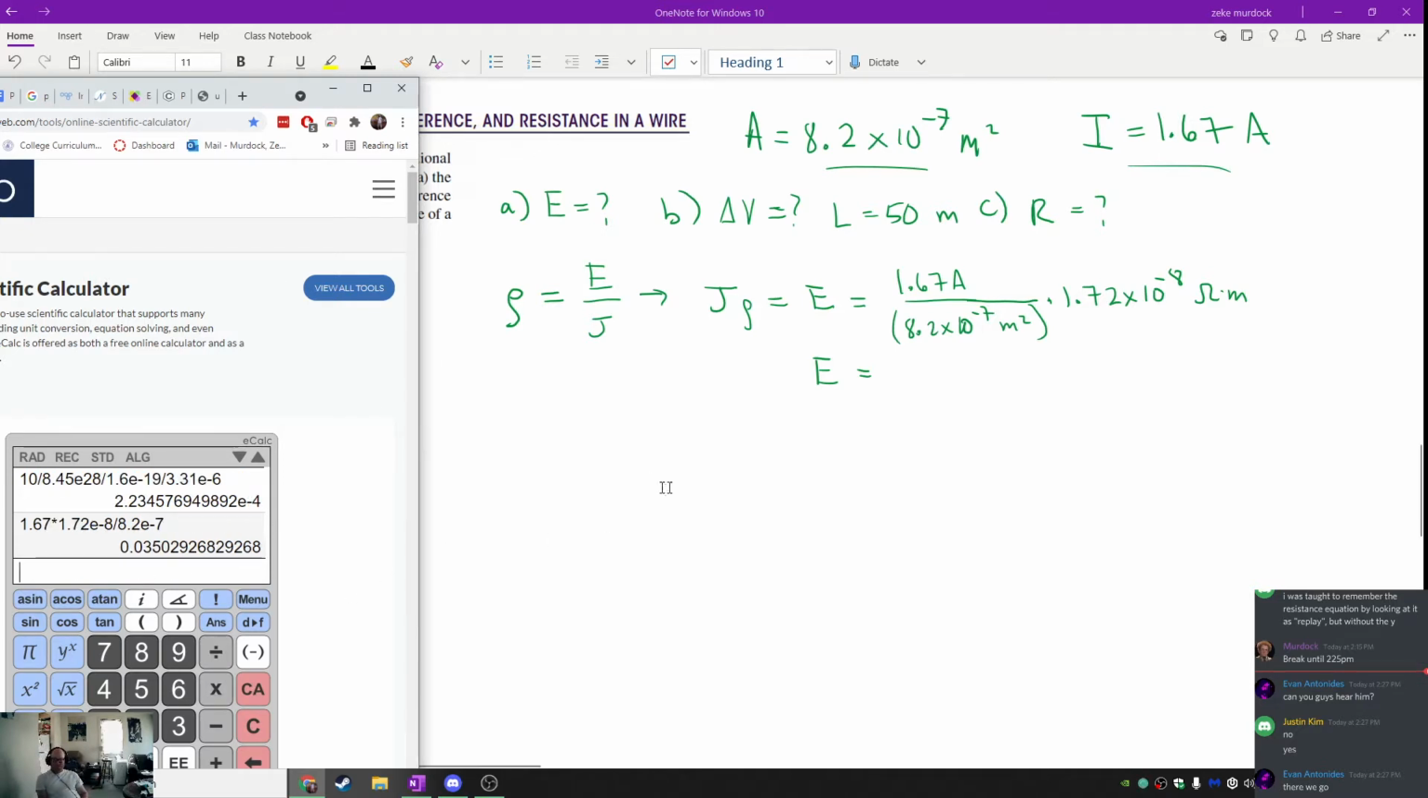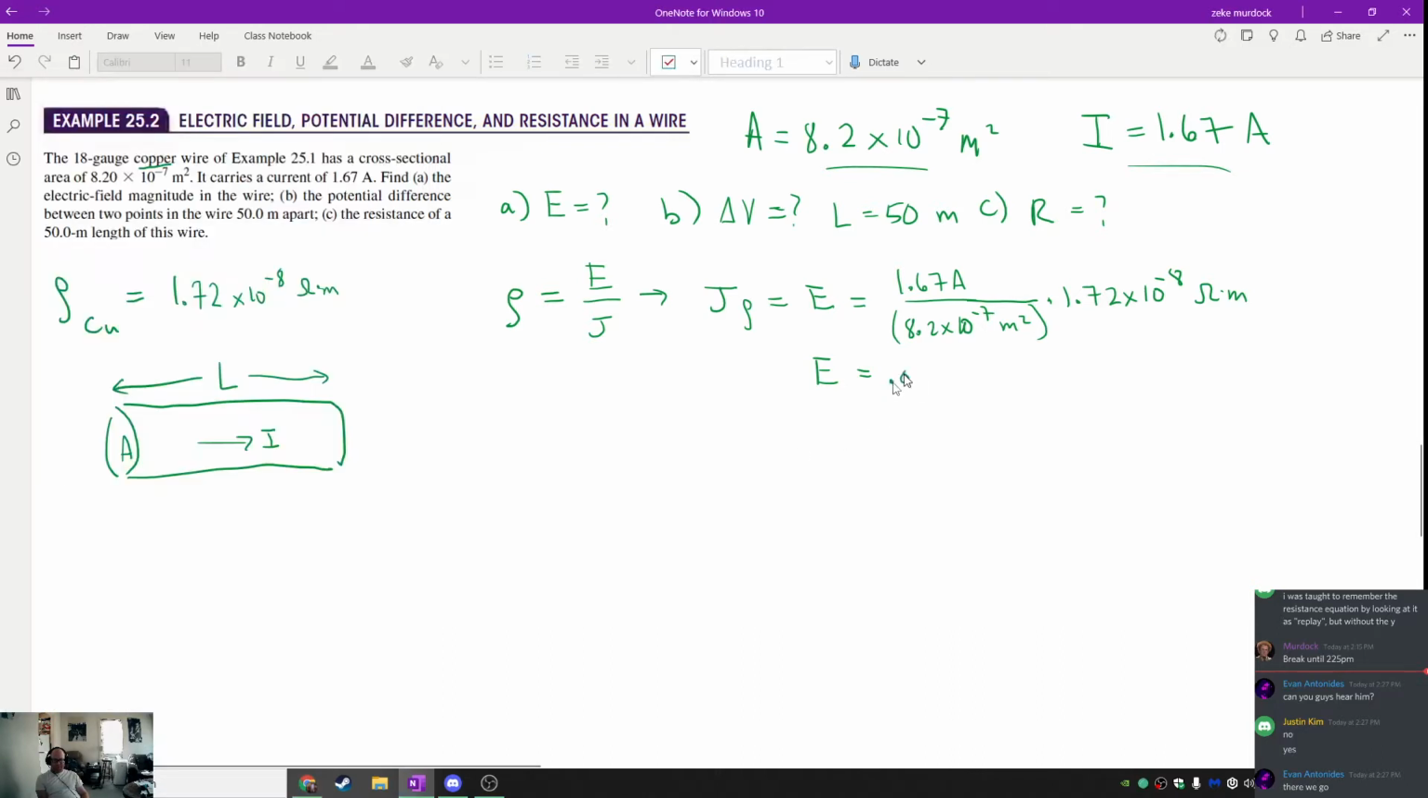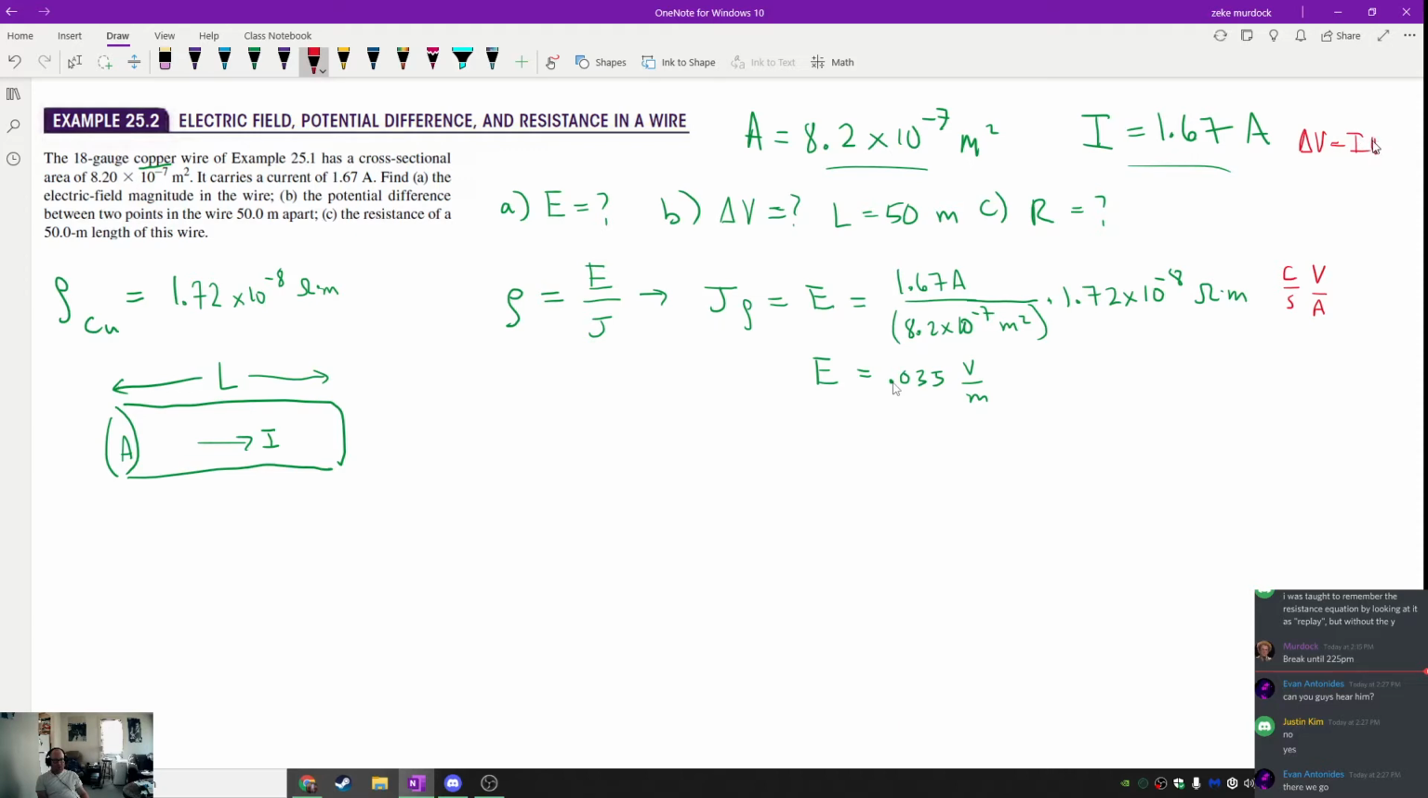And we'll check the units here too. 0.035 should be in units of volts per meter or newtons per coulomb. Let's just check though. So checking the units, what we have here is, let's see, amps is coulombs over seconds. An ohm is a volt per amp. You can figure that one out because V equals IR, which means R, which has units of ohms, is volts over amps.